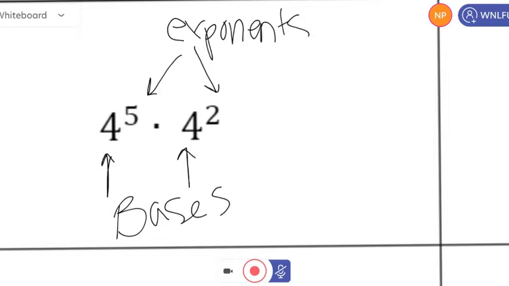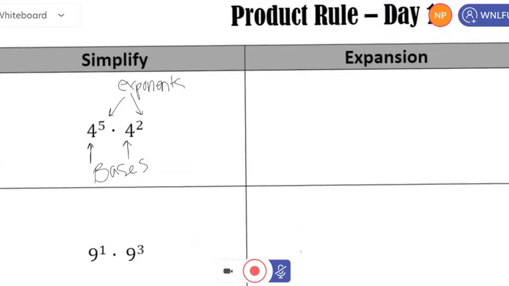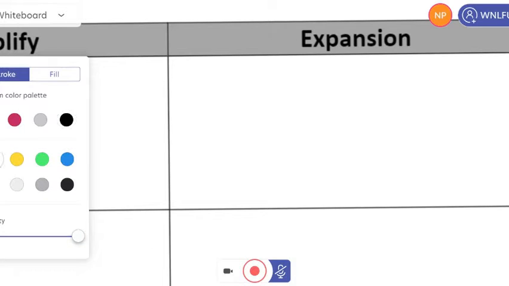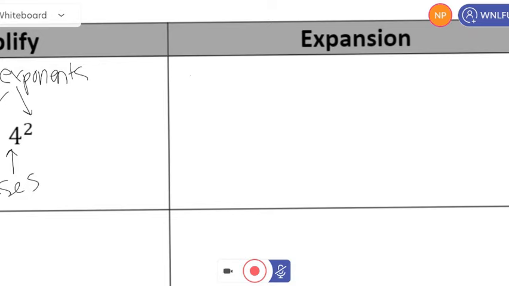So we're going to expand. So let's do that over here. We're going to expand 4 to the 5th, which means we're going to multiply 4 5 times. So I'm just writing my 5 4s. 4 to the 2nd means I need to multiply 2 4s.